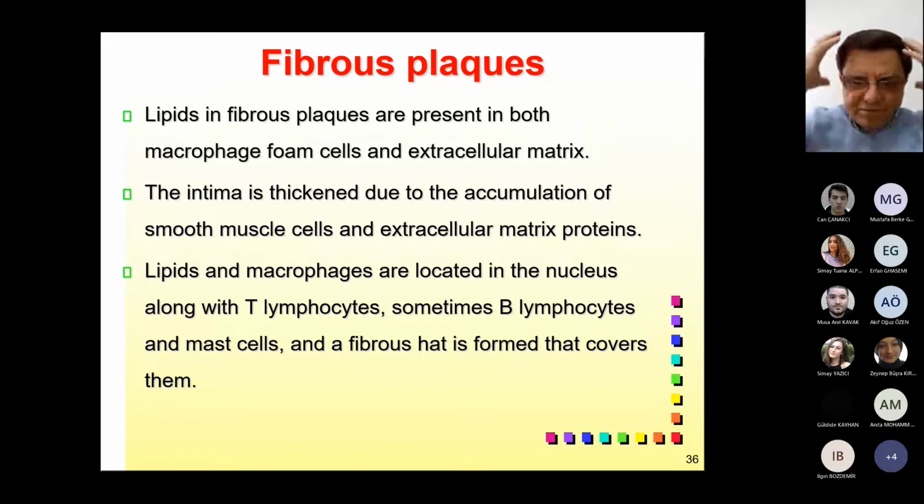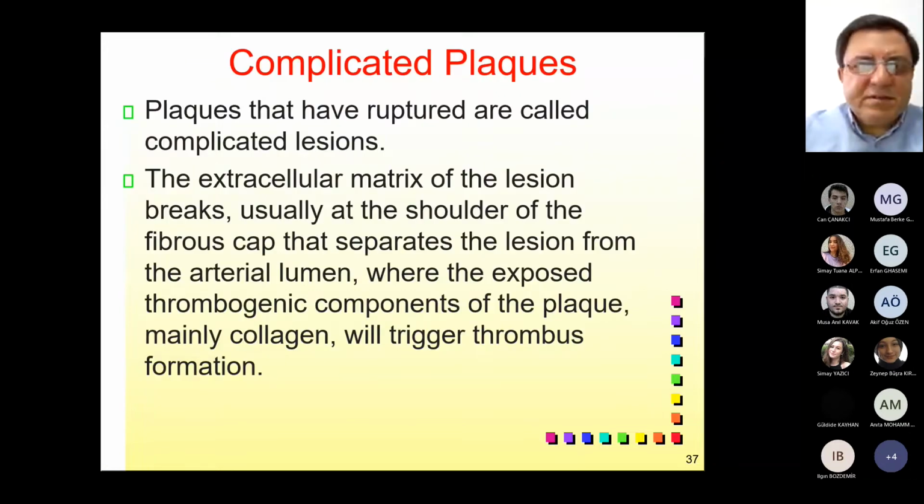And here a fibrous cap is formed, which is covering all these structures in the progression of atherosclerosis. Complicated plaques means that they are plaques that have ruptured or decomposed, called the complicated lesions. So here the extracellular matrix of the lesion is broken, usually at the shoulder of this fibrous cap, and by that way it separates the lesion from the arterial lumen.